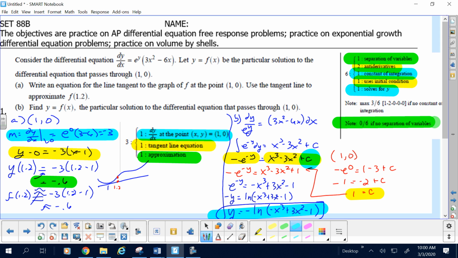So give yourself 0, 1, 2, 3, 4, 5, or 6 there. And a total out of 9 off to the side. How are we going to do? Do we get some 9s, 8s, 7s? Yes.